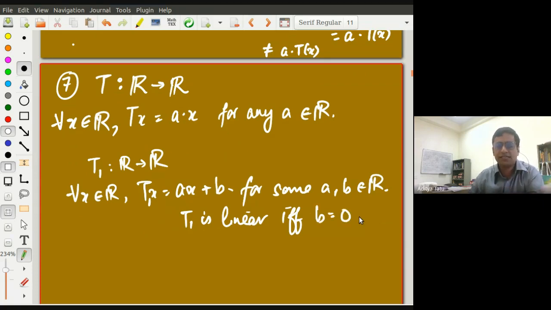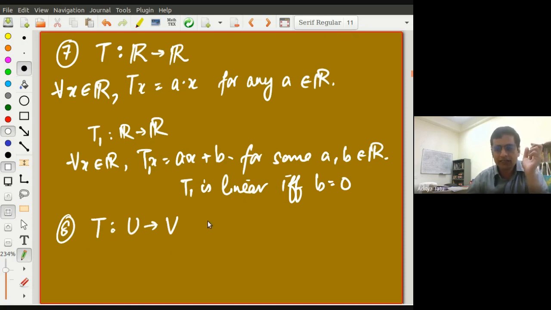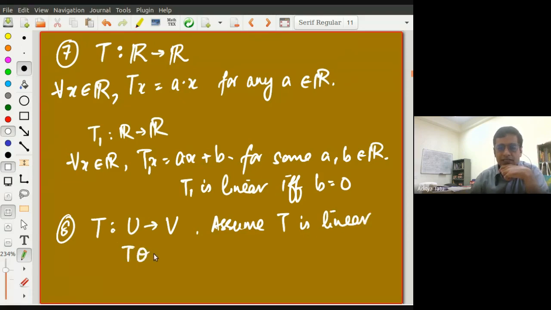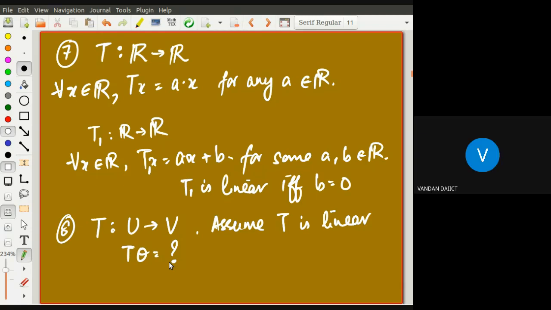Okay, so you can see that by definition, in this simple case, T has to map 0 to 0. Right? How about in general? T from U to V, and assume T is linear. Then what is T of theta U equal to? It should be equal to theta.